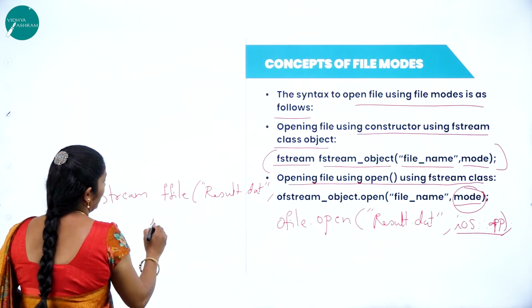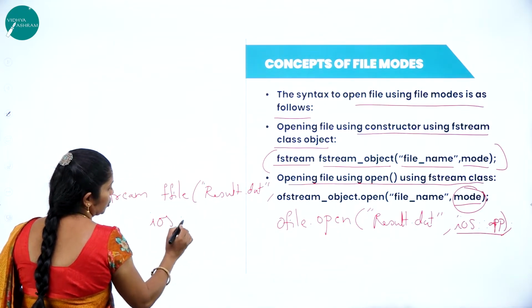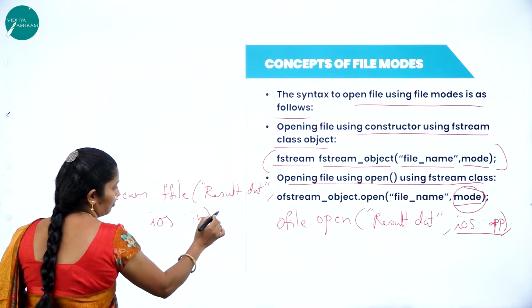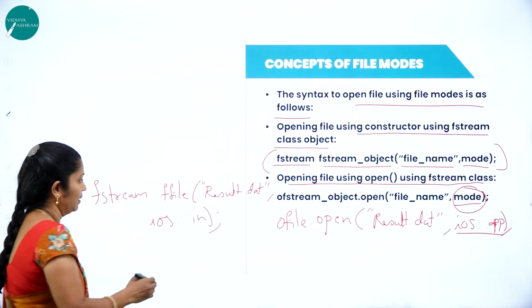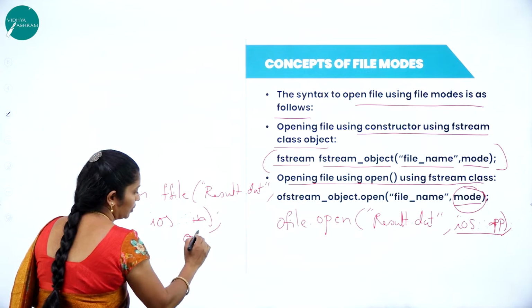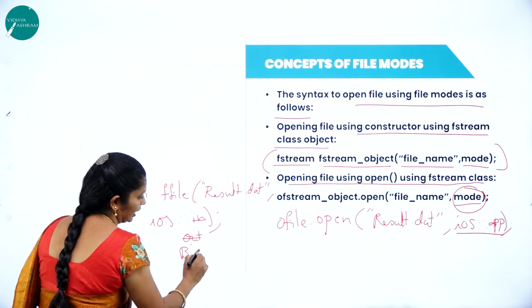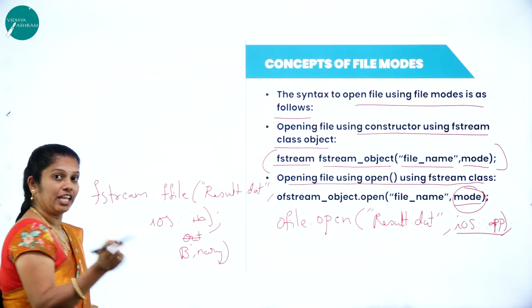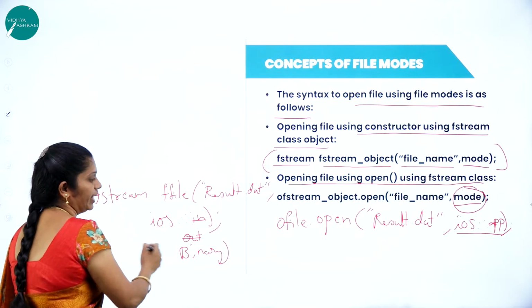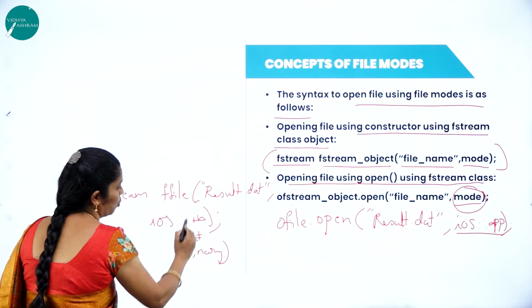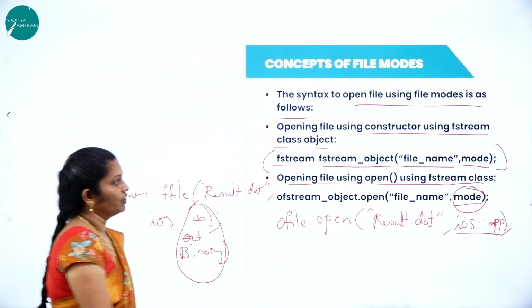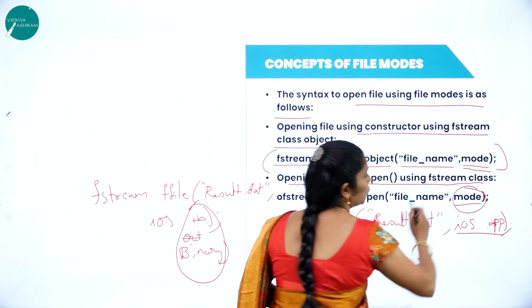For example, ios scope resolution operator: if I am going to write in, it is for input purpose. If I am going to write out, it is for output purpose. If I am going to write binary, then we are opening the file especially in binary format. For update purpose, especially in the mode, you have to mention for which purpose we are using this.